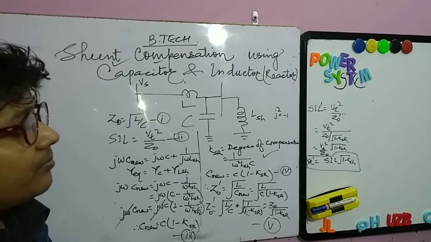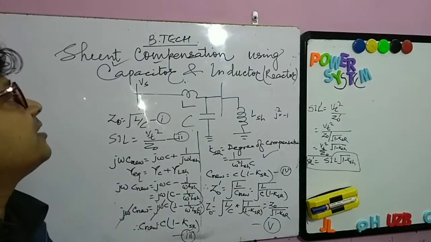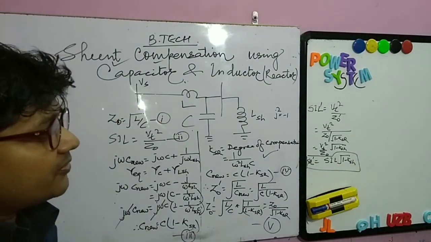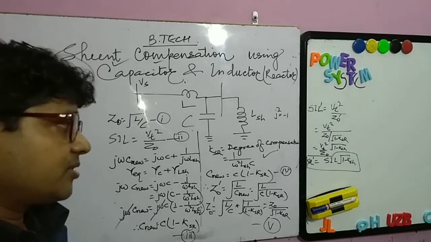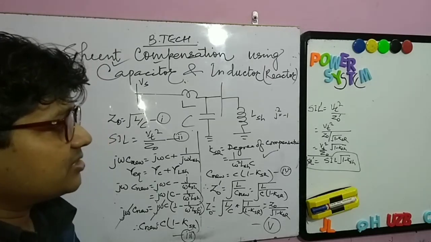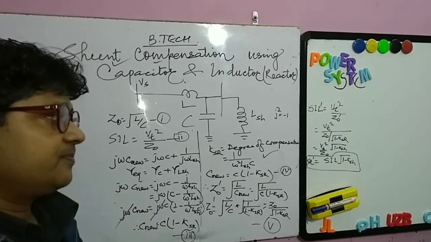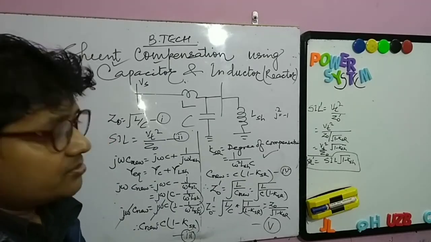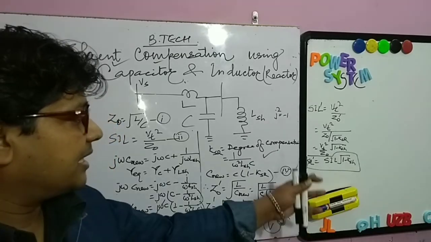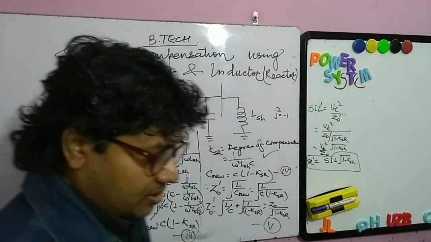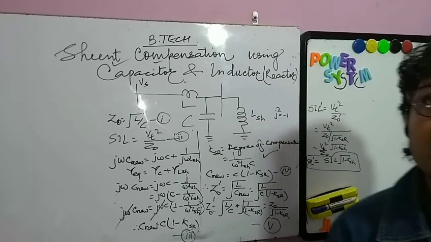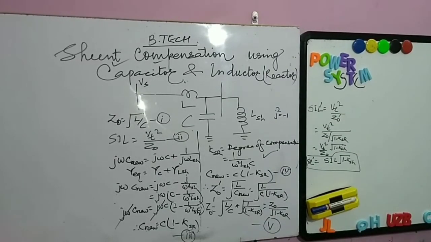Right. So this is all about our shunt reactor compensation. Now we are going to solve a numerical so that we can move further. SIL' is equal to SIL under root 1 minus k_sh. Right, so this is the expression, and k is the degree of compensation. Okay, so now we are moving towards the calculation, and we can go through some numerical.